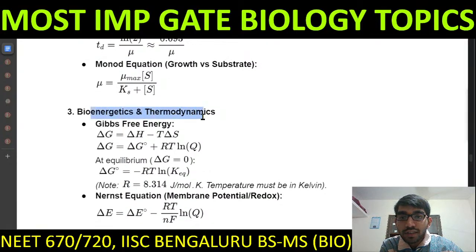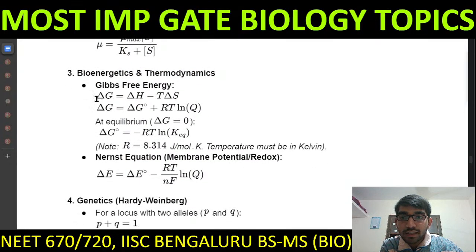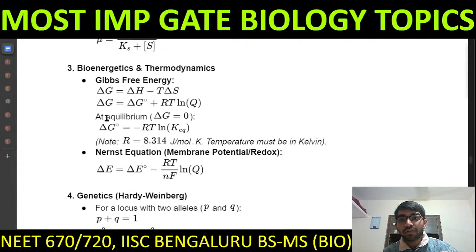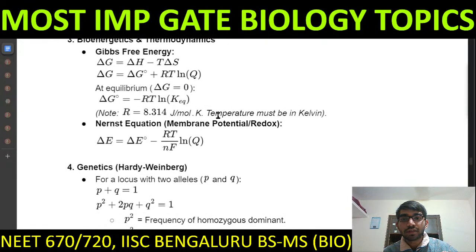Then there is bioenergetics and thermodynamics. So we have delta G equals delta H minus T delta S. And delta G can also be written as delta G naught, which is at standard condition, plus RT ln K equilibrium or ln Q. Then at equilibrium, delta G becomes 0, meaning delta G naught equals minus RT ln K equilibrium. Here R is the gas constant and temperature must be in Kelvin. Remember this while solving the numerical.